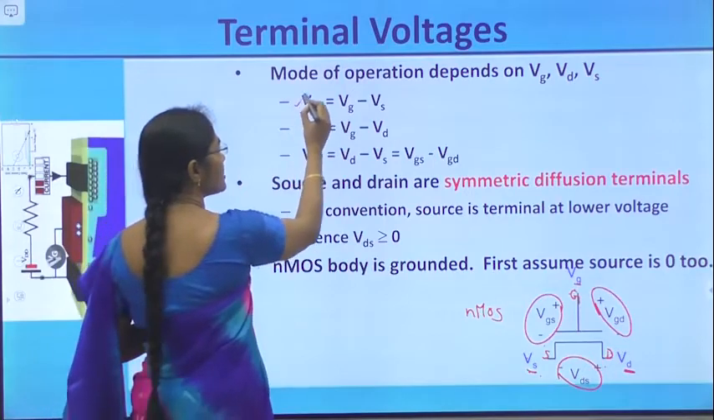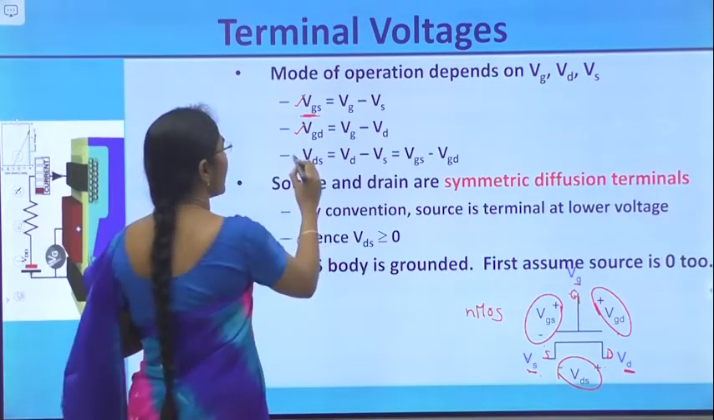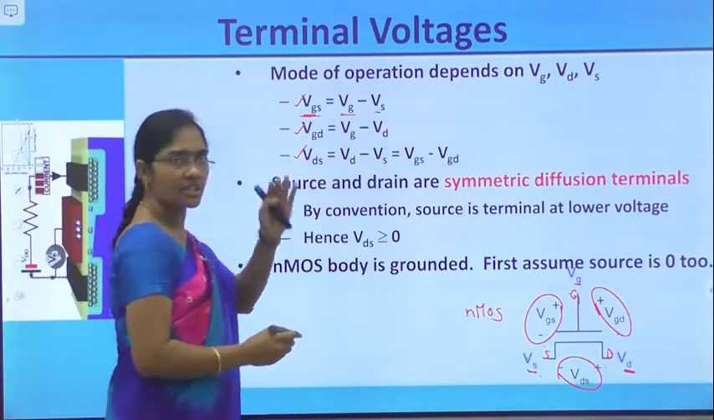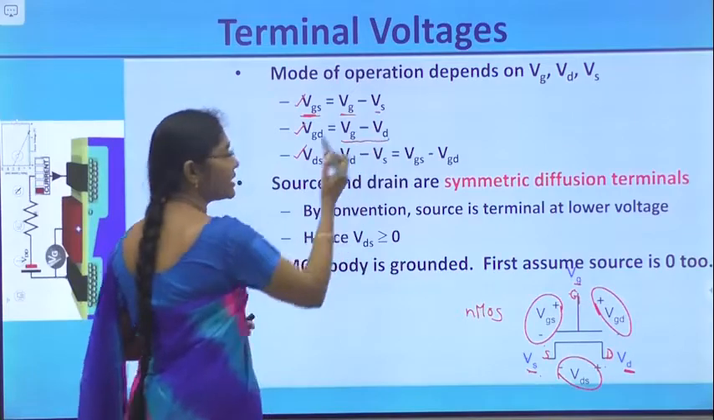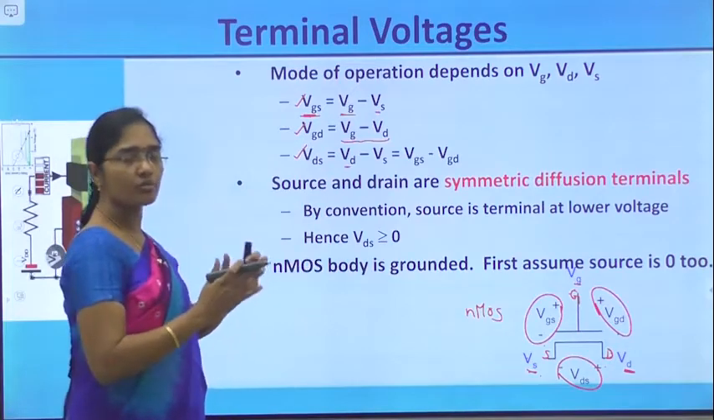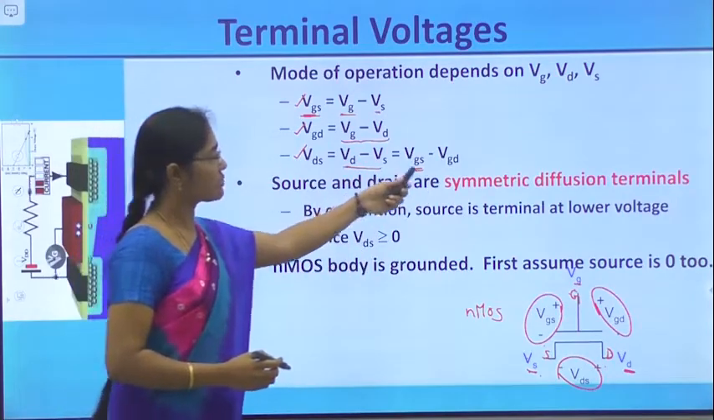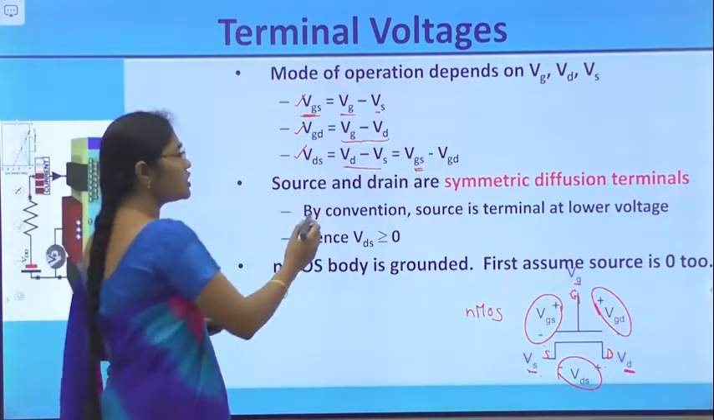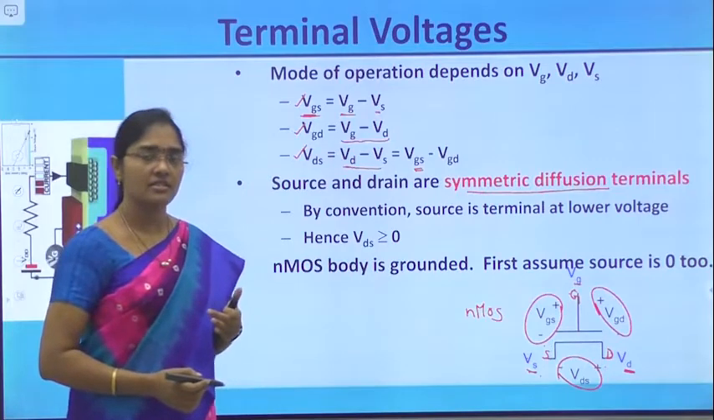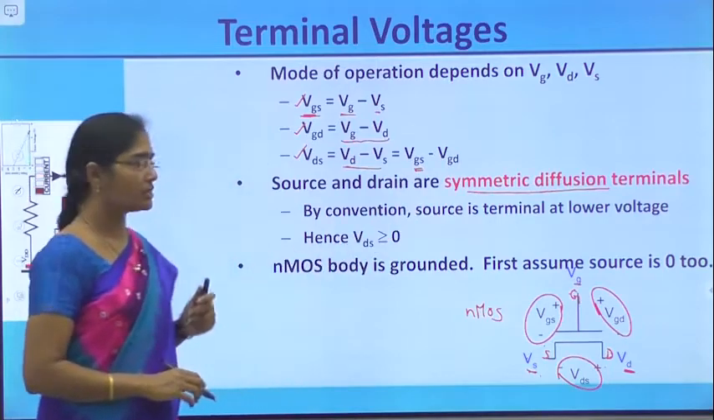So, we have the potential representations of gate to source VGS, gate to drain VGD, and drain to source VDS. VGS means VG minus VS, the potential at the gate minus the source. Similarly, the difference of gate and drain potentials is represented as VGD, and VDS is the difference of the potential from the drain terminal to the source terminal, and this can also be represented as VGS minus VGD. Source and drain are symmetric diffusion terminals. That is one of the advantages of the MOS transistor: source and drain can be interchanged because these are symmetric diffusion terminals.